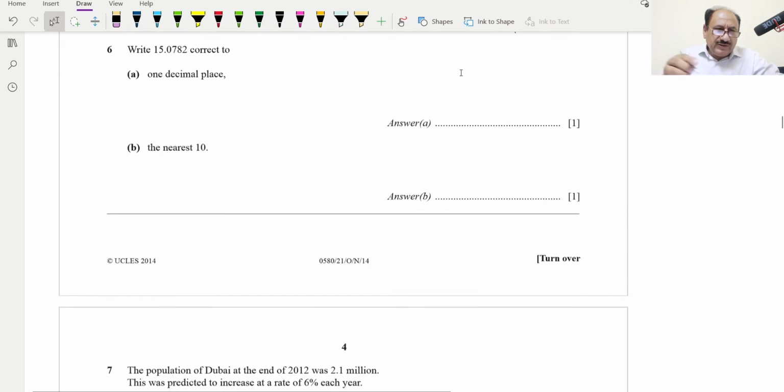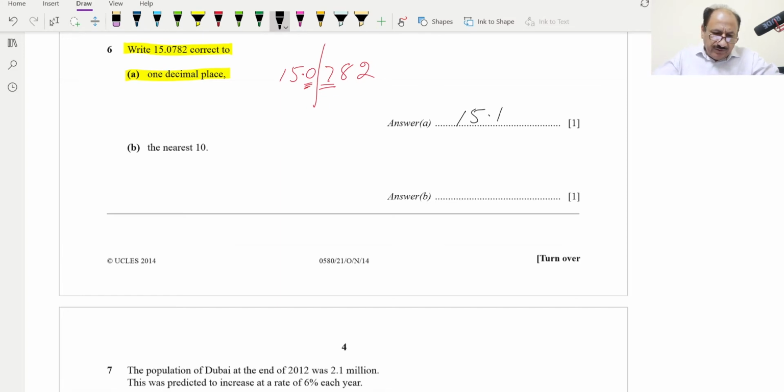So question number 6 says write this number correct to one decimal place. This is the number provided, 15.0782. For one decimal place, we will have to remove from here, and this digit is more than 5, so we will add 1 to the 0 and we will get 15.1.